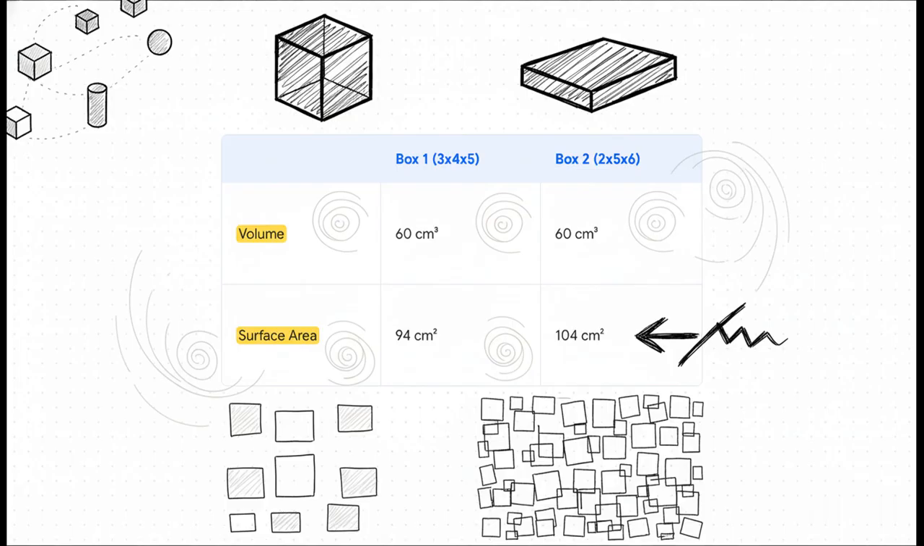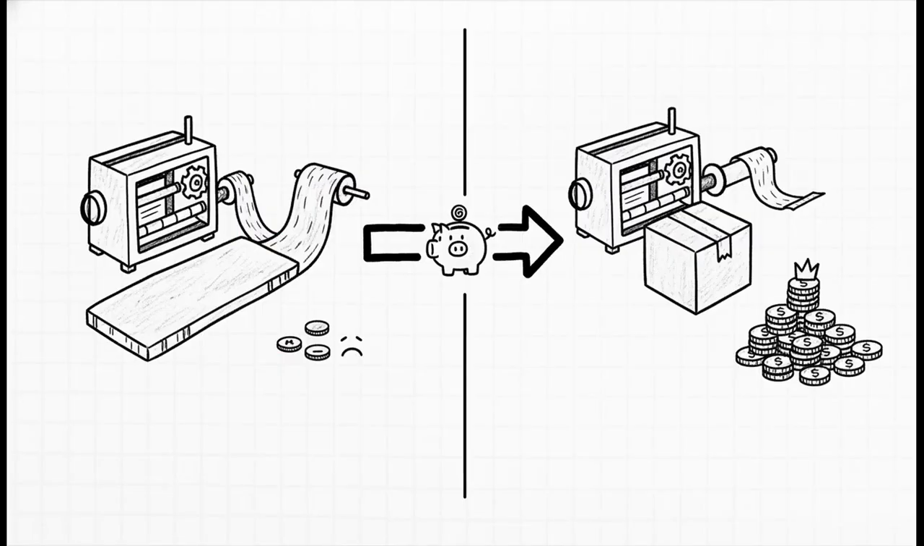But now look at their surface areas. Box 1, the one that's shaped more like a cube, only needs 94 square centimeters of cardboard. Box 2, the flatter one, needs 104. It needs more material to hold the exact same amount of product. And that right there is a million-dollar idea. Seriously, if you're a company shipping millions of things, choosing a shape that holds the same volume but uses less surface area can save you an absolute fortune in material costs. It's all about finding the most efficient wrapper for the space you need.